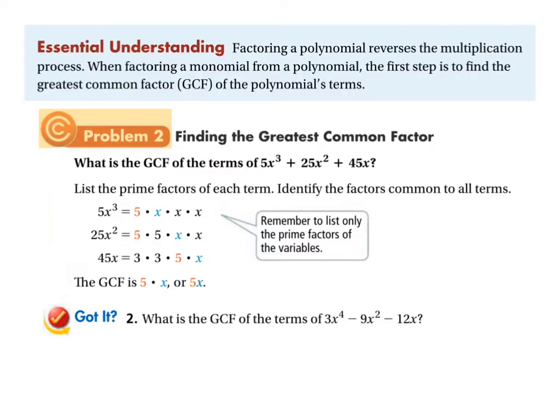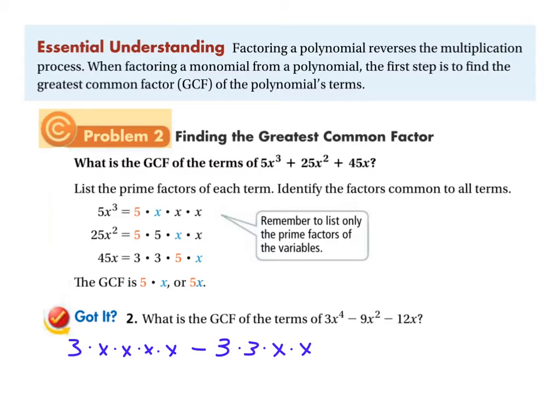Okay, so I'm going to take this first term, 3x to the fourth, and say that's just 3 times x times x times x times x, right? Minus 9x squared. 9 is just 3 times 3, and x squared is x times x. That's 9x squared right there, okay?